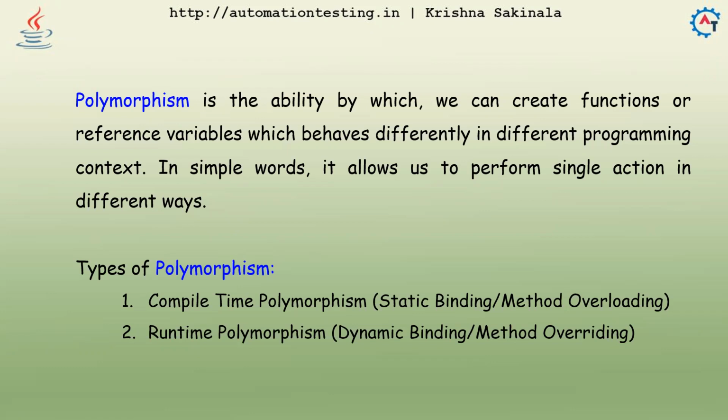There are two types of polymorphism. One is compile time polymorphism, that is called static binding or method overloading. Another one is runtime polymorphism, that is called dynamic binding or method overriding. So three names for each. Compile time polymorphism or static binding or method overloading. And the second one is runtime polymorphism or dynamic binding or method overriding.